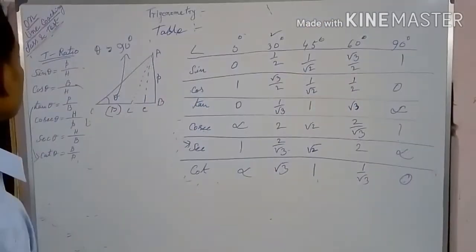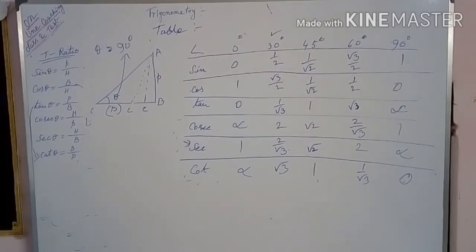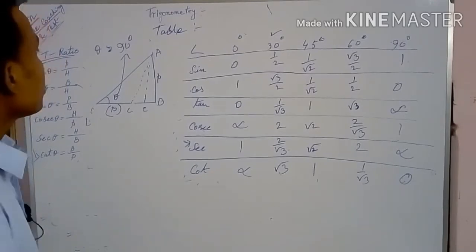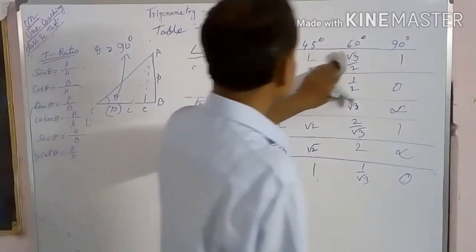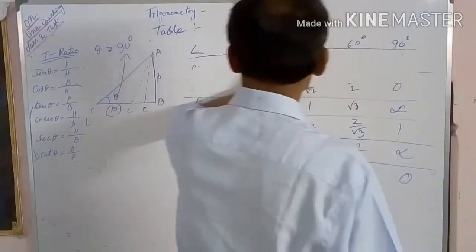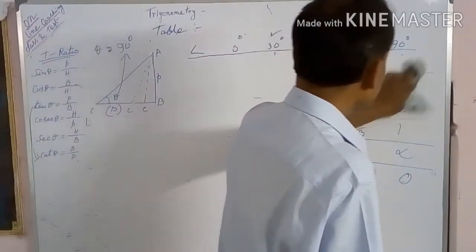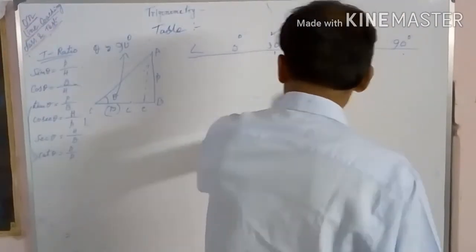Prepare the table in this way. In another way, a shortcut way, you can easily determine the table. How will you remember or prepare the table very easily? This is a shortcut method. What is the shortcut method?